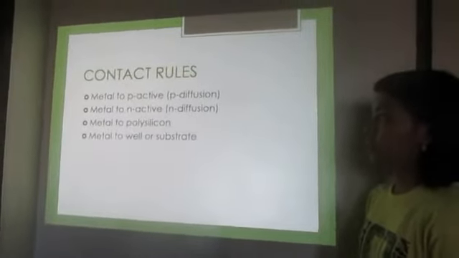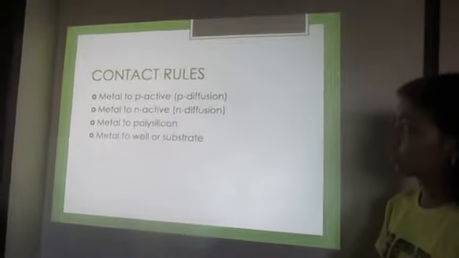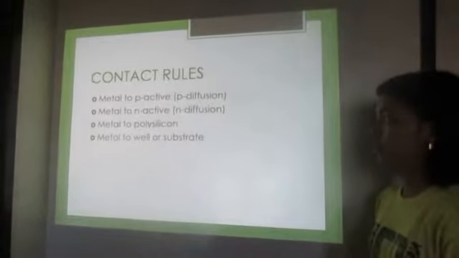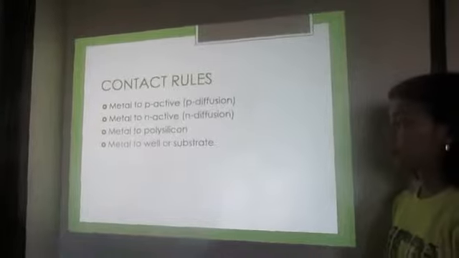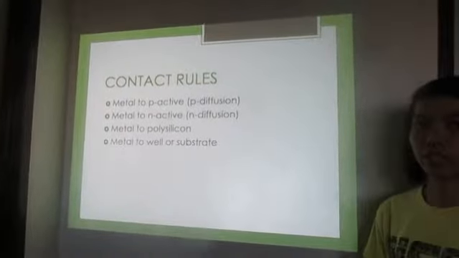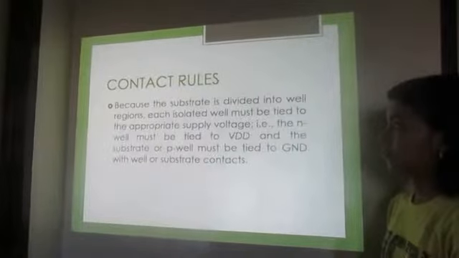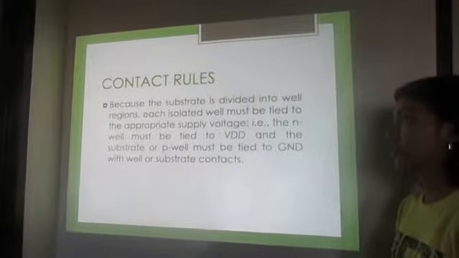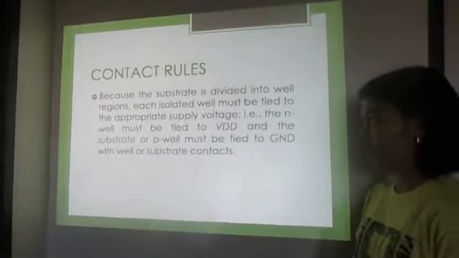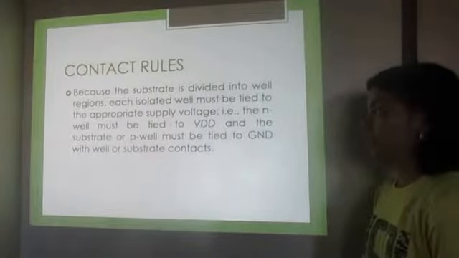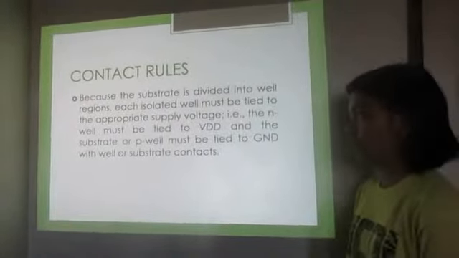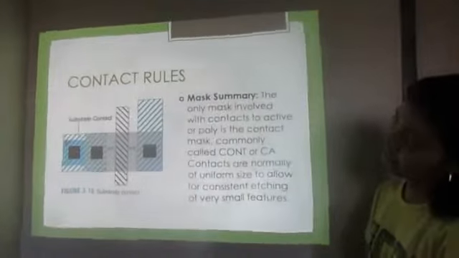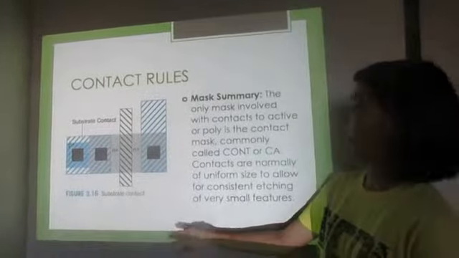So next is the contact rules. There are 4 kinds of contact rules, which are the following: metal to P active, or P diffusion; metal to N active, or N diffusion; metal to polysilicon; and metal to well or substrate. Because the substrate is divided into well regions, each isolated well must be tied to the appropriate supply voltage. The N-well must be tied to VDD, and the substrate or P-well must be tied to ground with well or substrate contacts. So this is a substrate contact.